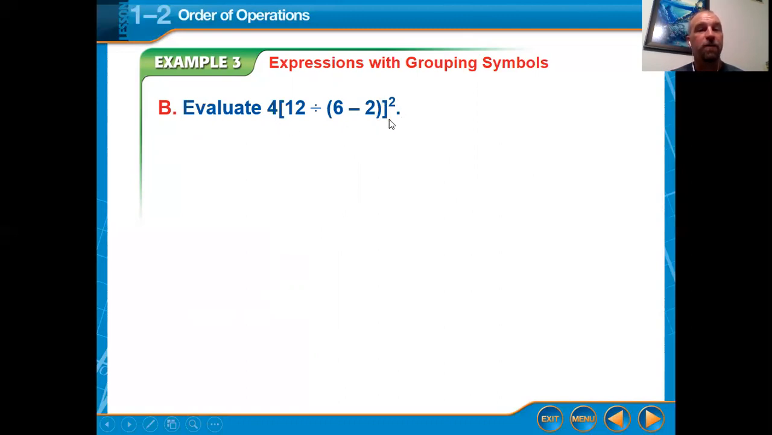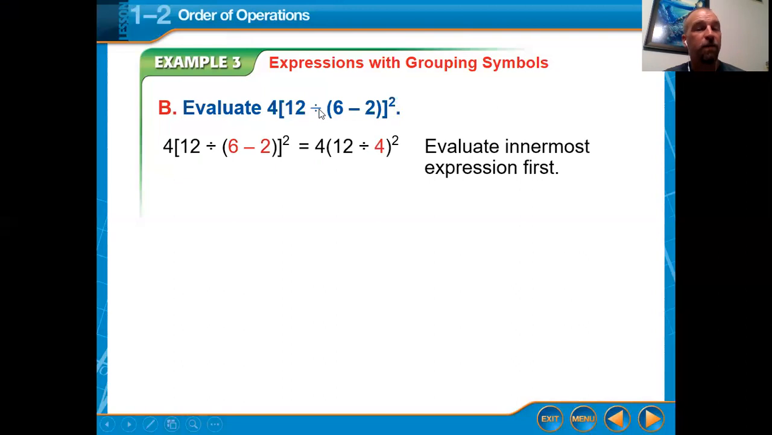A couple more. Here we have some brackets because we have parentheses here, 6 minus 2, and then more grouping symbols, the brackets around them, including the 12 and the division symbol, and I have a power outside of that. So I'm going to start inside the grouping symbol, and if you have multiple grouping symbols inside of each other, you always work from the inside, the most enclosed one, and then work your way out. So before I do any division here, I'm going to do 6 minus 2 in this inside parentheses. 6 minus 2 is 4.